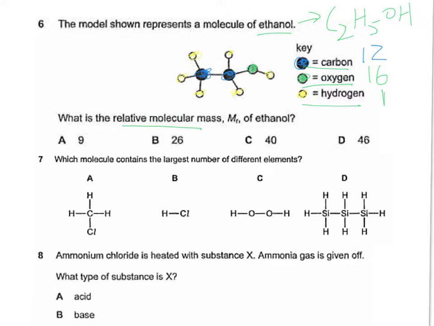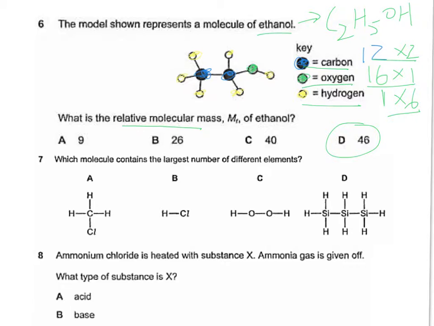So you have to add up the atomic mass of individual elements. So you have 2 carbon, 1 oxygen, and then 6 hydrogen. That will be a total of 24 plus 16 plus 6. The answer is D.